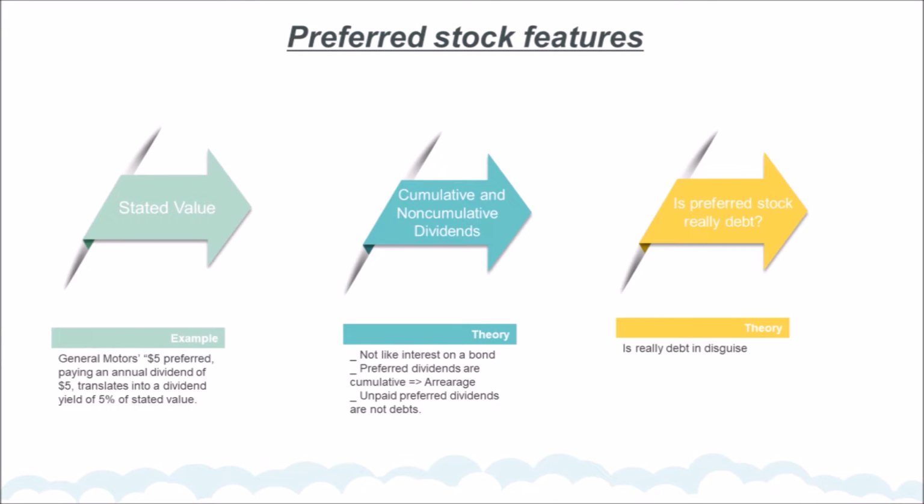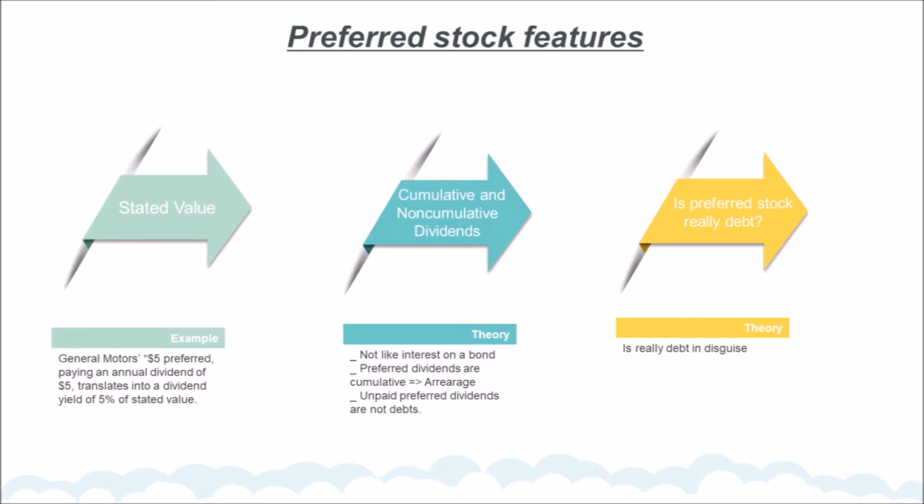Okay, in the preferred stock features, here we have stated value, cumulative and non-cumulative dividends, and preferred stock as related to debt. So, stated value. Preferred shares have a stated liquidating value, usually $100 per share.